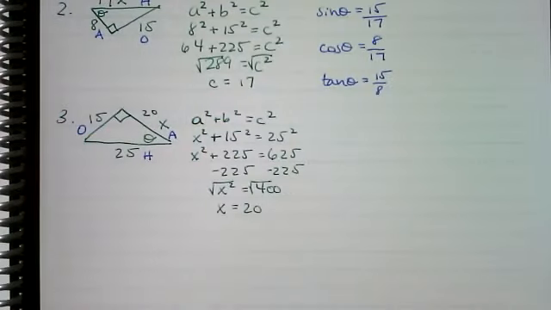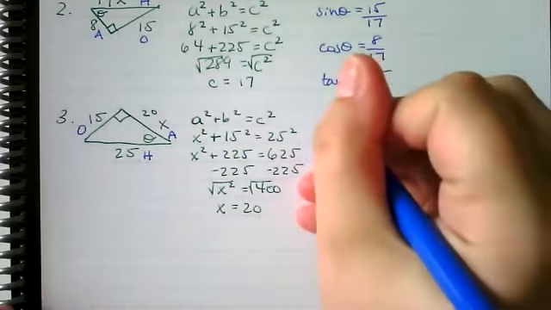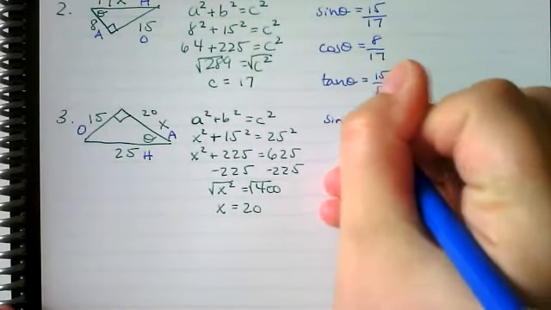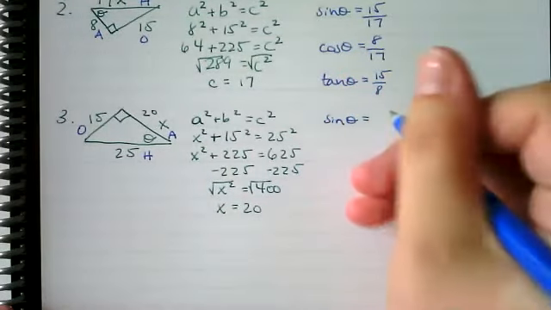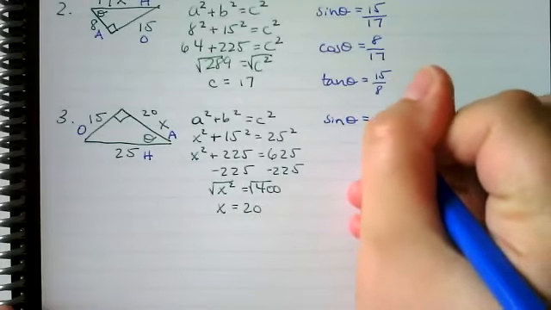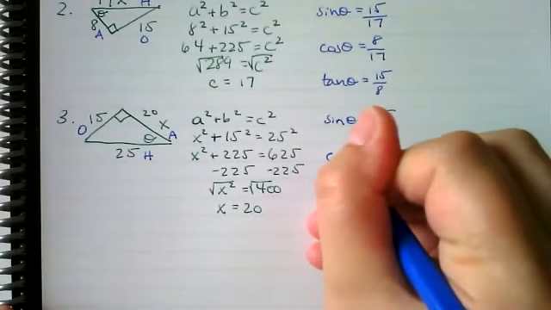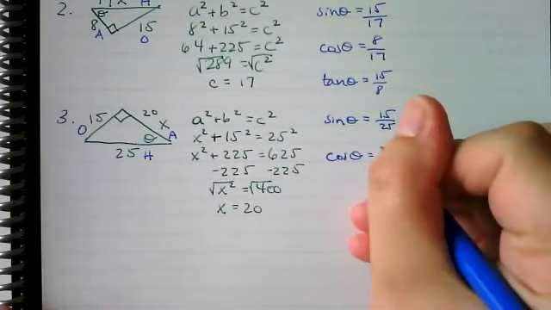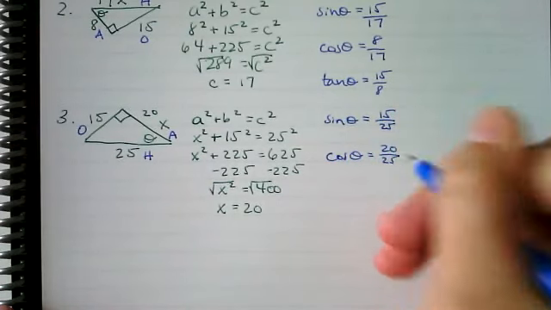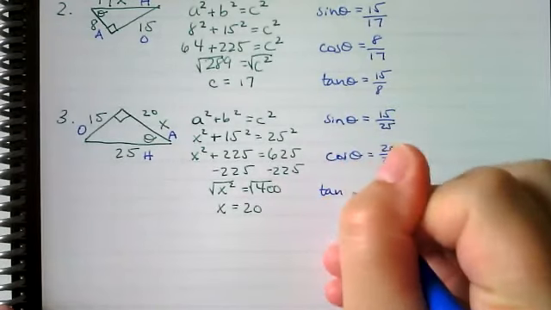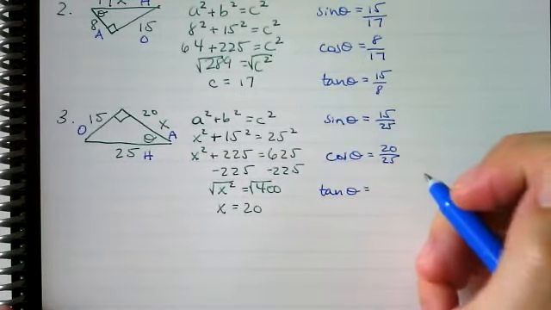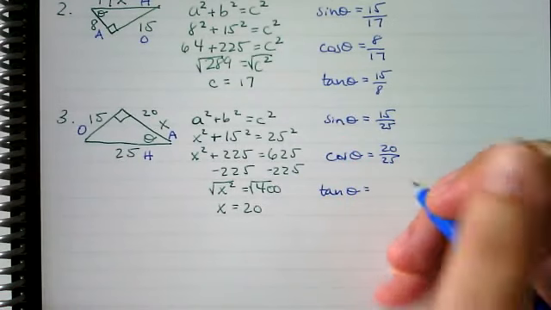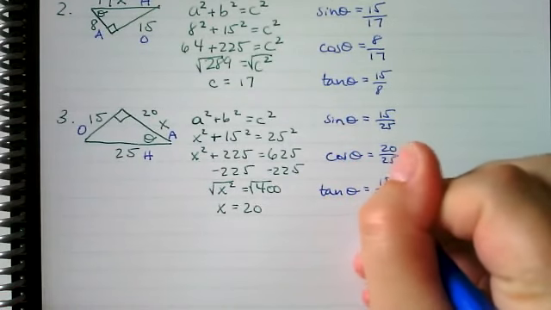Okay, so now that I have all of my sides of my triangle, I'm just going to fill in my ratios. So sine of theta is my opposite side over my hypotenuse, so that's going to be 15 over 25. For cosine, I have my adjacent over hypotenuse, which is 20 over 25. And then for tangent, my opposite over adjacent, which is 15 over 20.